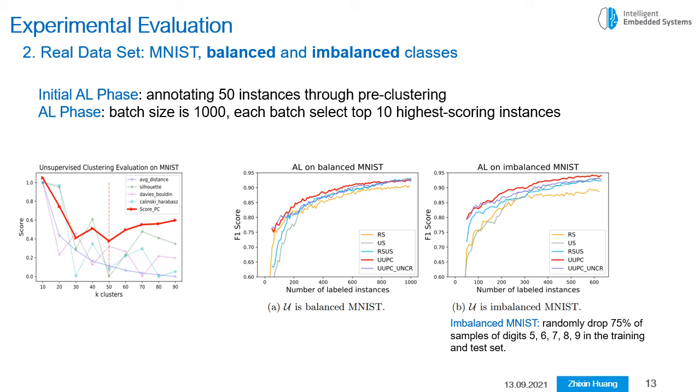Uncertainty sampling does even worse than random sampling when the number of annotations is smaller than 200, due to unreliable uncertainty estimation at the beginning. Our method, UUPC, keeps a higher F1 score not only on balanced but also imbalanced datasets, up to 4.5% higher than other baseline methods, until the number of annotated samples is greater than 800.